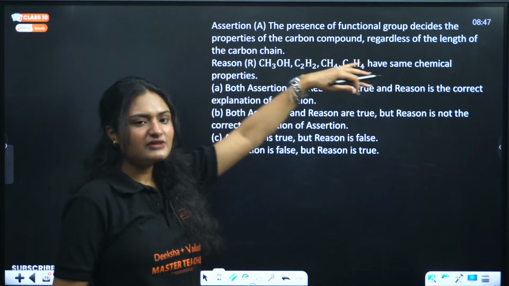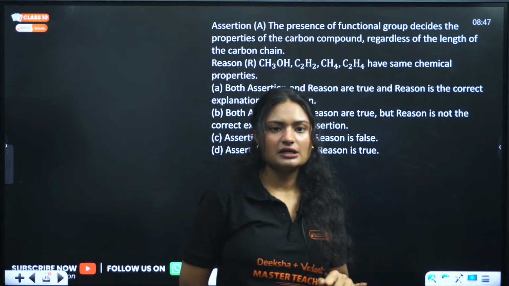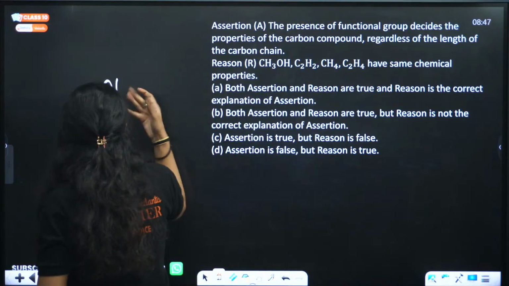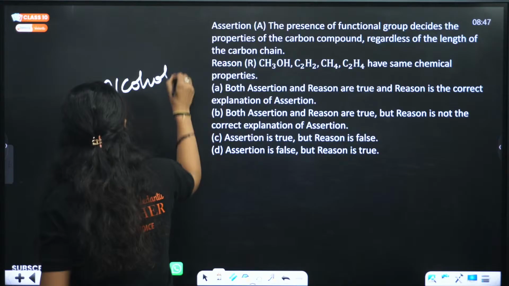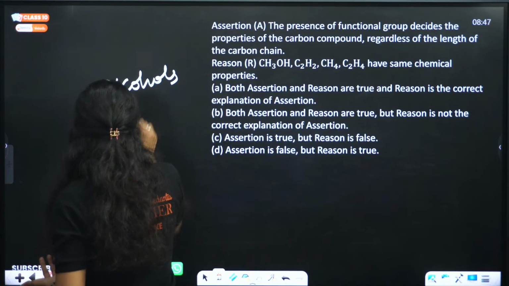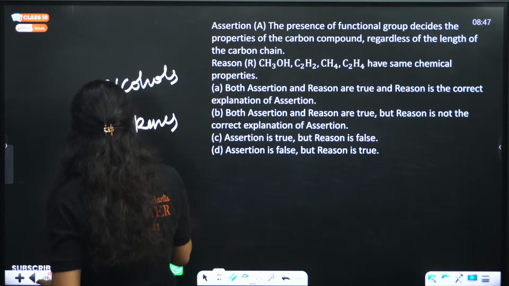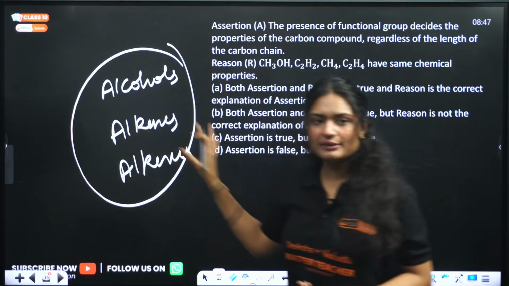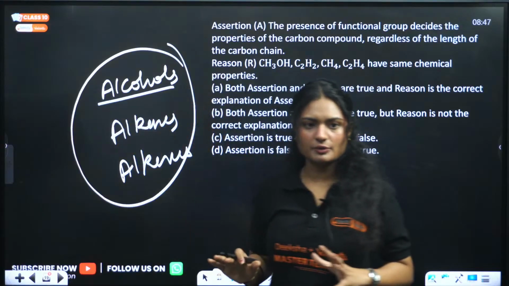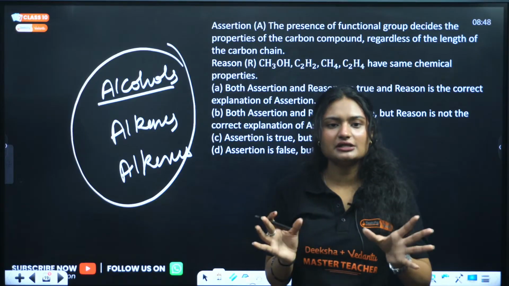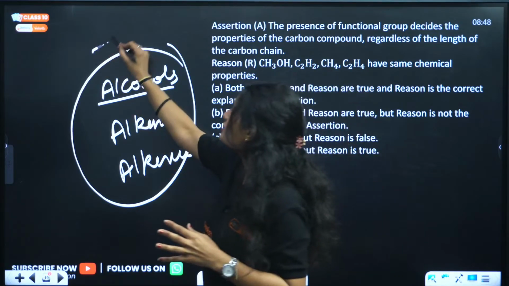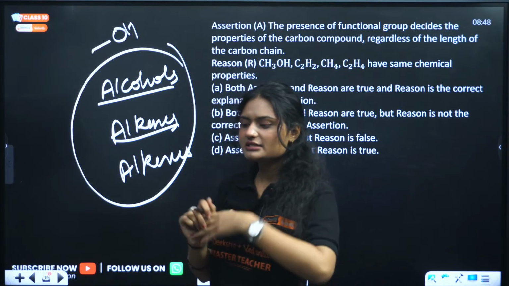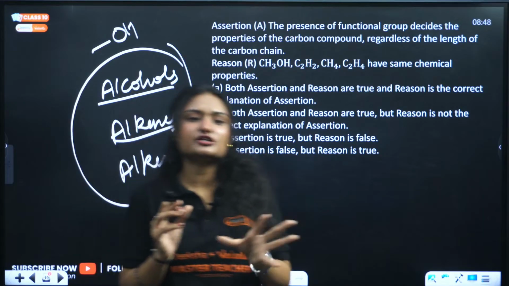See, the presence of any functional group does decide the properties of the carbon compound regardless of the length. Yes, because all the alcohols, all the alkanes, alkenes, they will show different chemical reactions. All the alcohols will show the same chemical properties, the same chemical reactions. Why? Because they have the same functional group OH. All the alkenes will undergo the same chemical reaction. Why? Because they have the same general formula and same functional group.